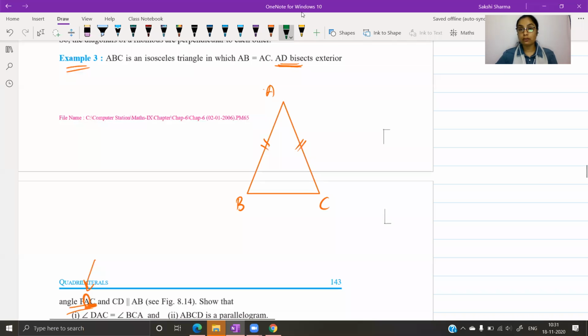In case the figure is not given, you have to interpret. So you will extend side AB. BA is to be extended. You can mark a point P outside. So this is the exterior angle as given in the statement. And once you have that exterior angle, this exterior angle has been bisected by the line segment AD. Let's draw that line segment. So these parts are equal.